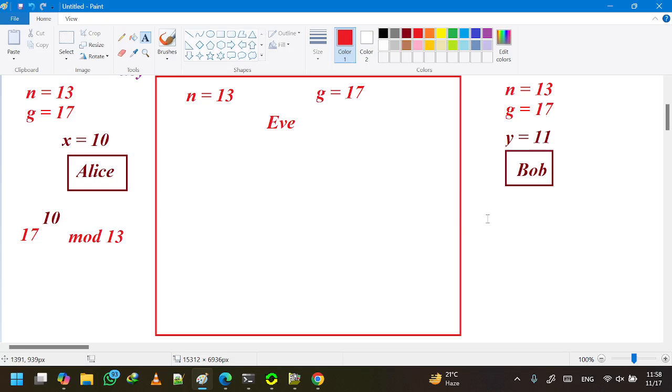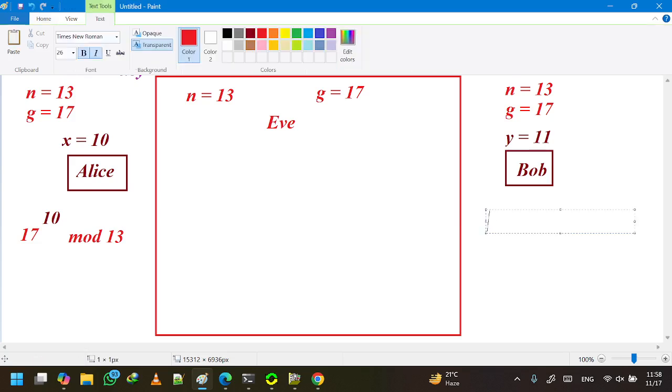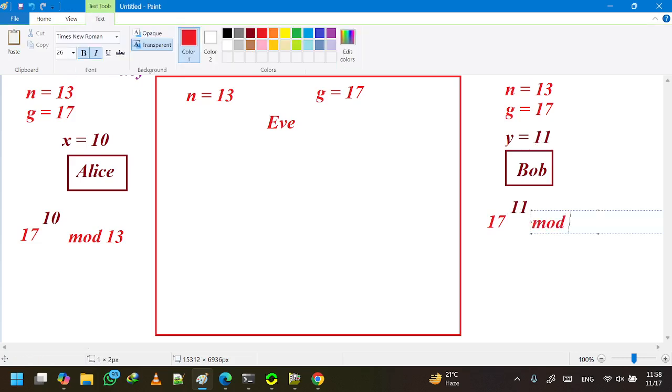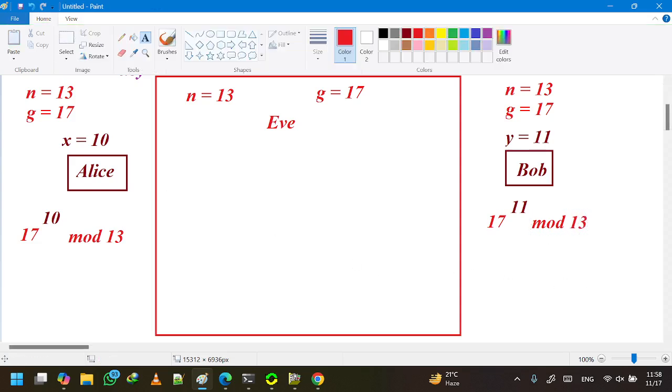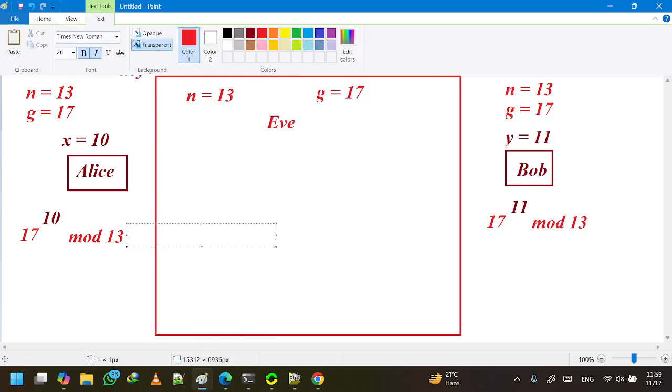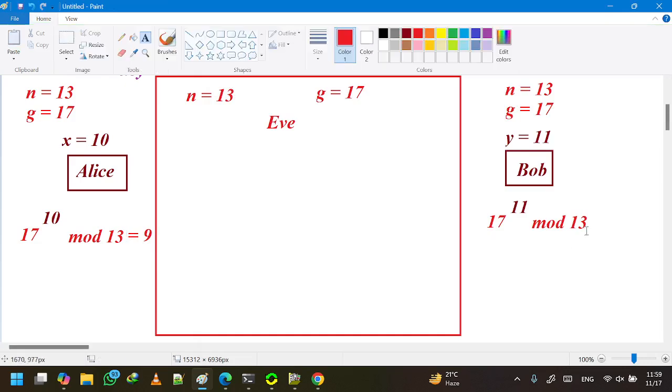Similarly, Bob will do the same thing. Bob will raise 17, and this 17 should be raised to the power 11. Then the rest of the part is mod 13. So let us do the calculation and find out. So we have these two numbers as 9 and 10. So Alice's number was 9 and Bob's number was 10.